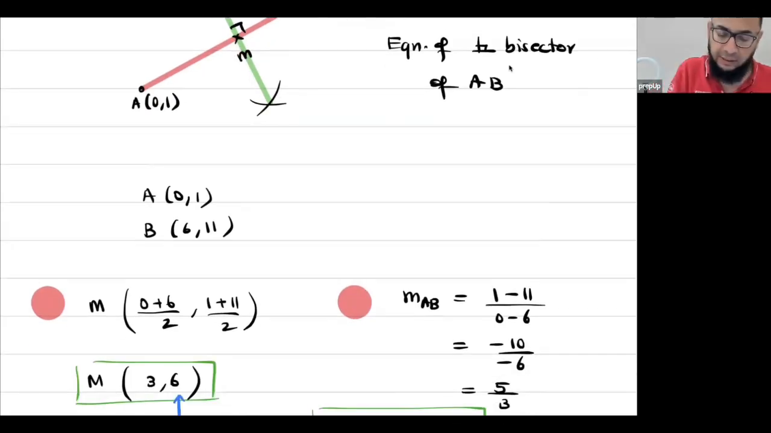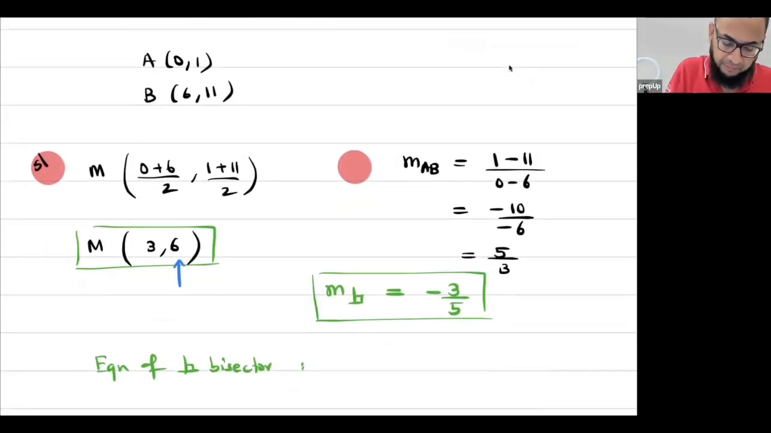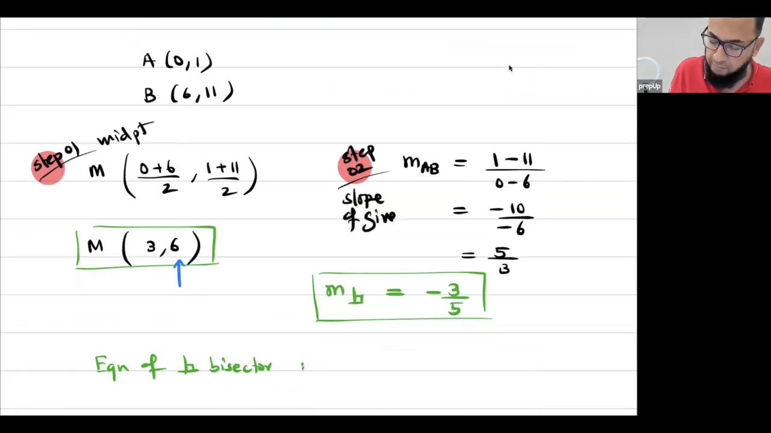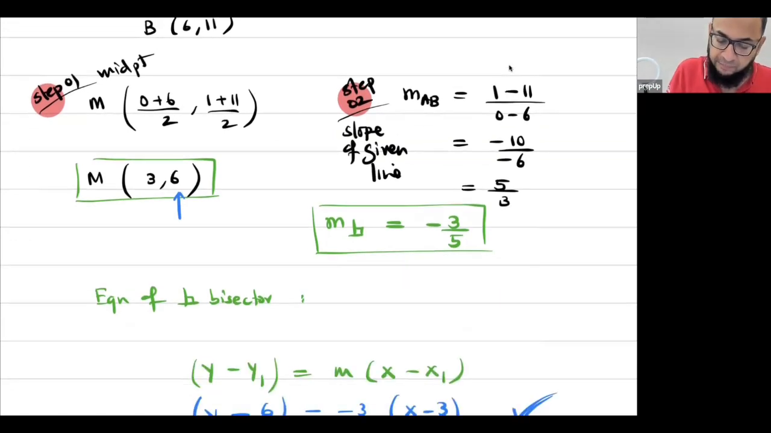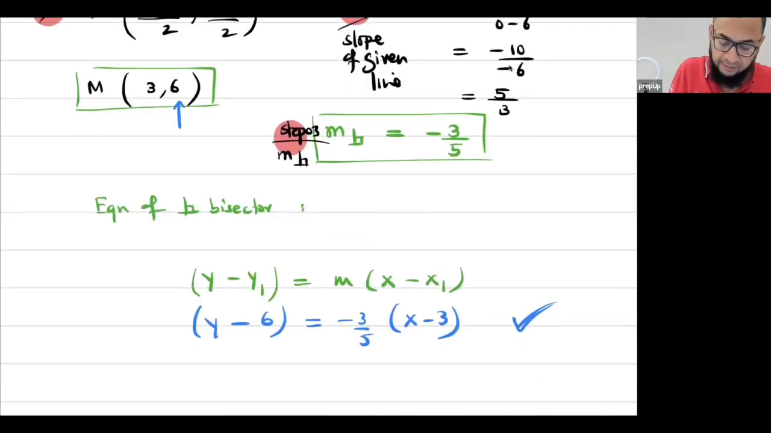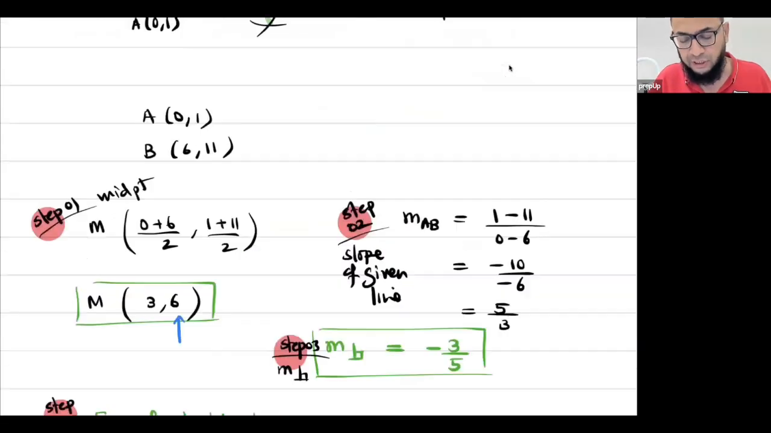So we found the midpoint. That is step number 1. Let me write it. Step 1, that is the midpoint. Step 2, that is the slope of the given line. And then there is step 3. Let me write it and highlight it. So this is step 3, gradient of perpendicular. And this is step 4, that is the equation of the perpendicular bisector. And that's all the basic steps that you need to do.